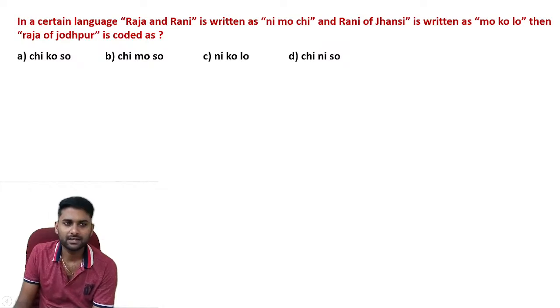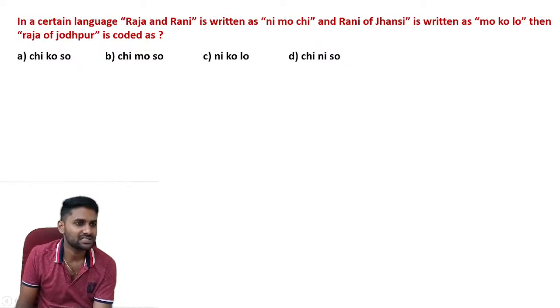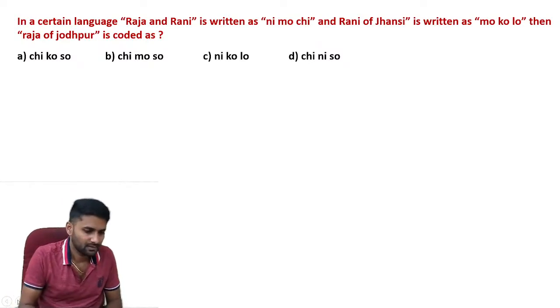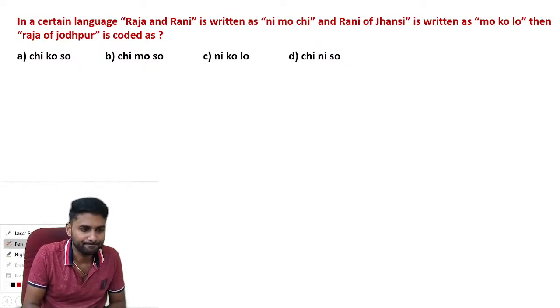Now see, in a certain code language, Raja and Rani is written as Nimochi and Rani of Jhansi is written as Mokol. Then how is Raja of Jodhpur coded? So how will it be coded?